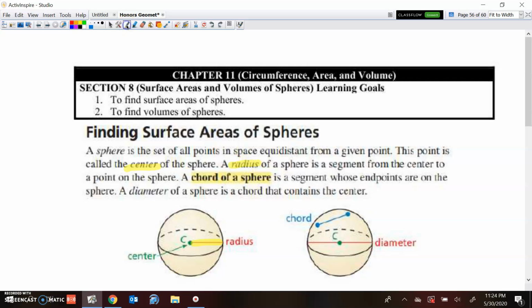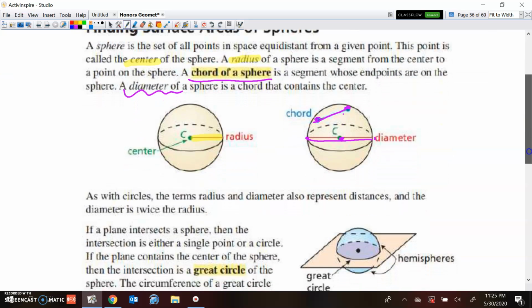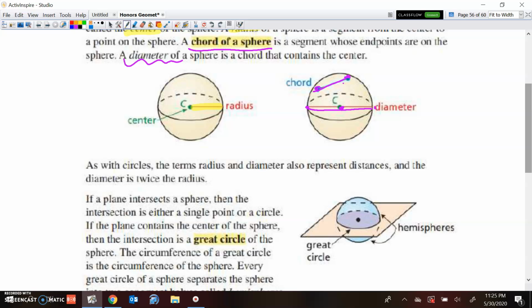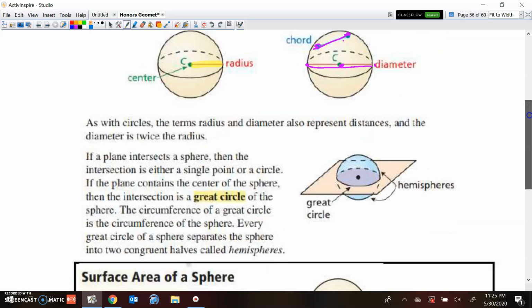Okay, so that's the radius of a sphere. Now there's this new term here, a chord of a sphere. A chord of a sphere is a segment whose endpoints are on the sphere. So just two endpoints on the sphere and you connect them. But where this comes into play is that the diameter of a sphere is a chord, because it has two endpoints on the sphere, but it's a specific chord that passes right through the center. So a diameter is the same, but because we're talking about a sphere, it requires a little bit more explanation.